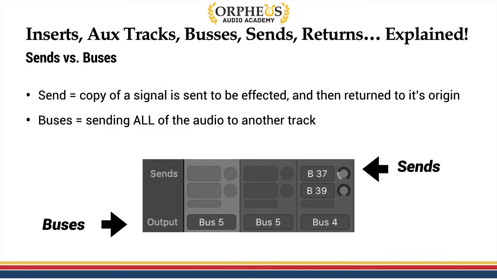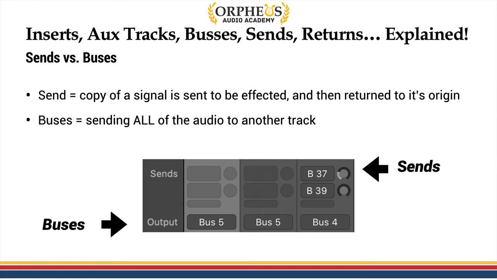So another way of thinking about this is a send is a copy of a signal that is sent to be affected and then is returned to its origin, whereas buses are when you are sending all of the audio to a completely separate track.